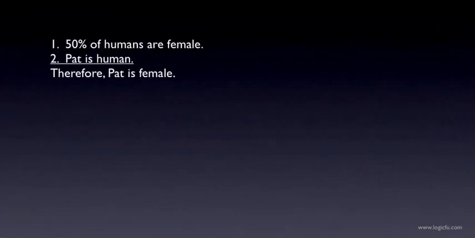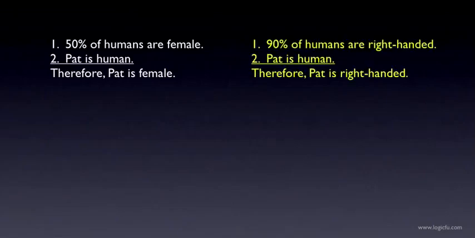Now take a look at this argument. 50% of humans are female. Pat is human, therefore Pat is female. That percentage isn't exact, but we're not interested in hearing whether the premises are actually true. We're interested in whether, if they were true, the conclusion would follow. In this case, the answer is clearly no. Knowing that Pat is human doesn't give us any good reason to think that he or she is female.